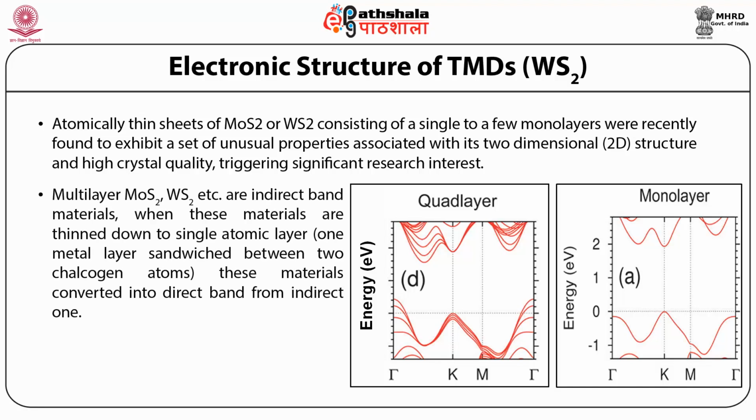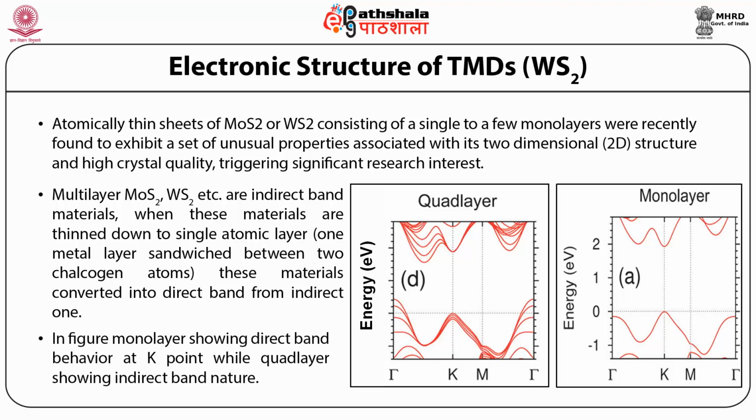Multilayered MoS2, WS2, etc. are indirect band gap materials. When these materials are thinned down to a single atomic layer, one metal layer sandwiched between two chalcogen layers, they convert from indirect to direct band gap. This has been shown in the figure: the monolayer shows direct band gap behavior at the K point, while the quarter layer shows indirect band nature in the figure.